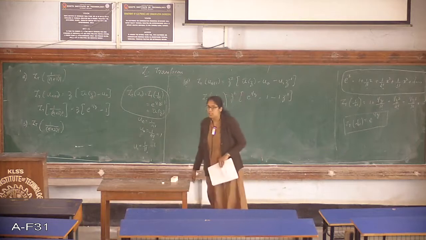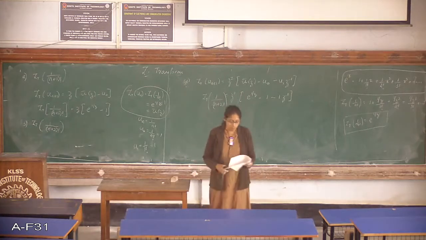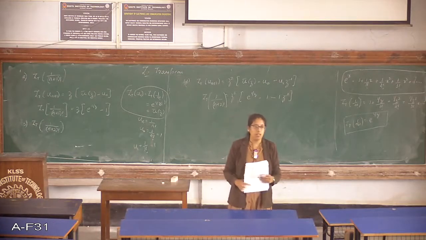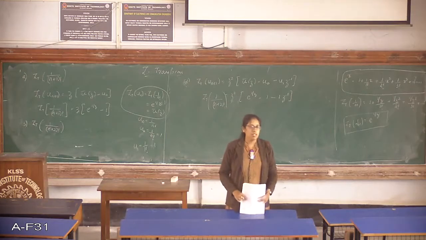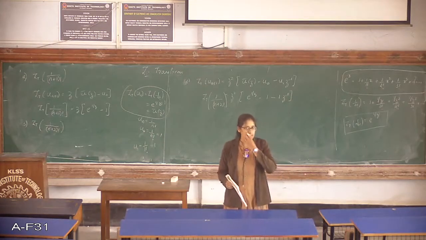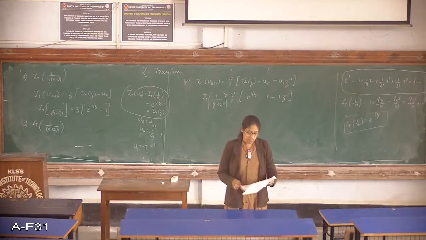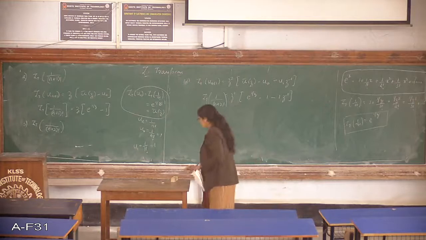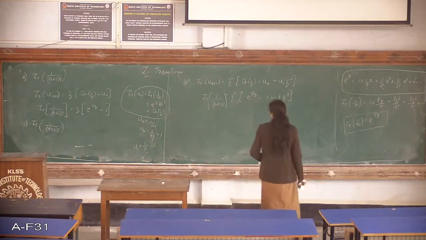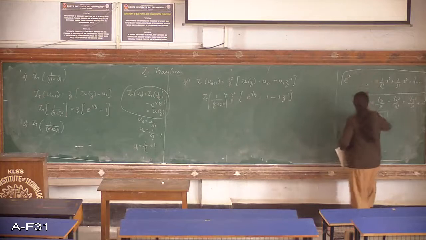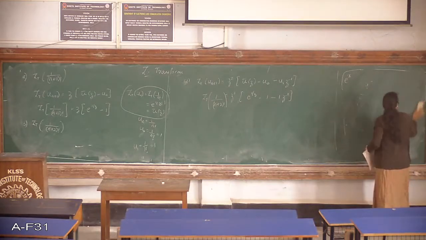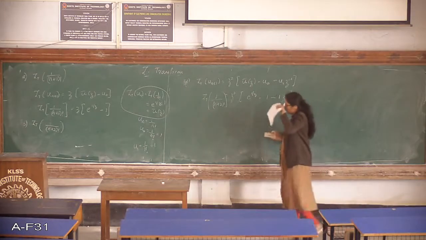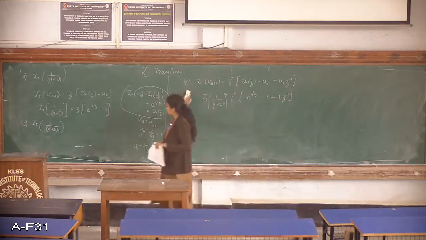So this sums up the problem on the left shifting property. Now the next thing we are going to discuss are two theorems, that is the initial value theorem and the final value theorem. To start off, let me start with the initial value theorem first. Let us discuss the initial value theorem. I hope this problem is clear for you.